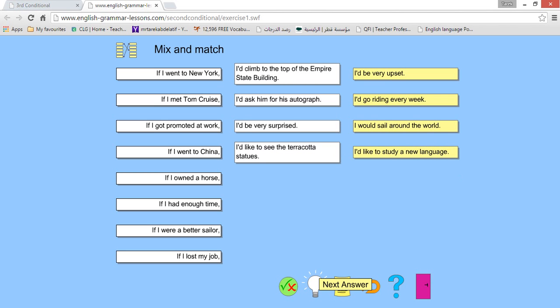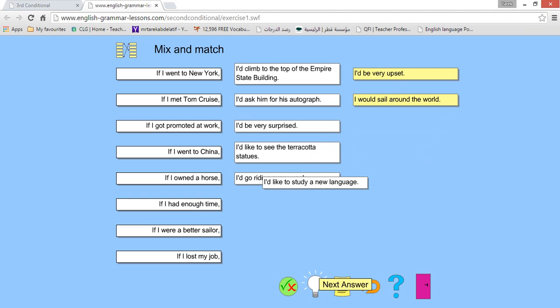Me too. If I owned a horse. Wonderful. I'd go riding every week, every day. If I had enough time. We still have 3 answers. Yes, that's right. I'd like to study a new language.